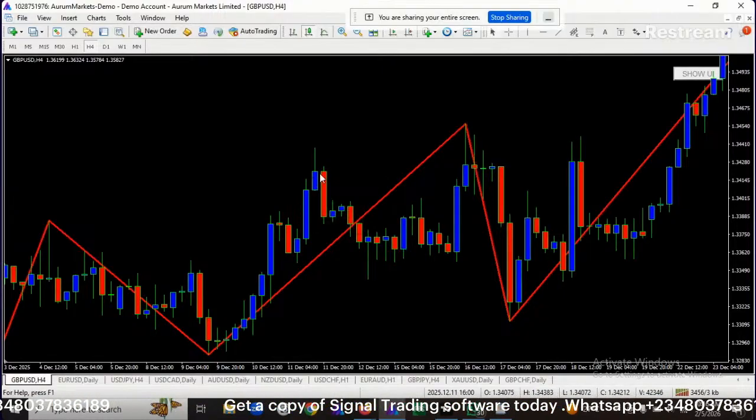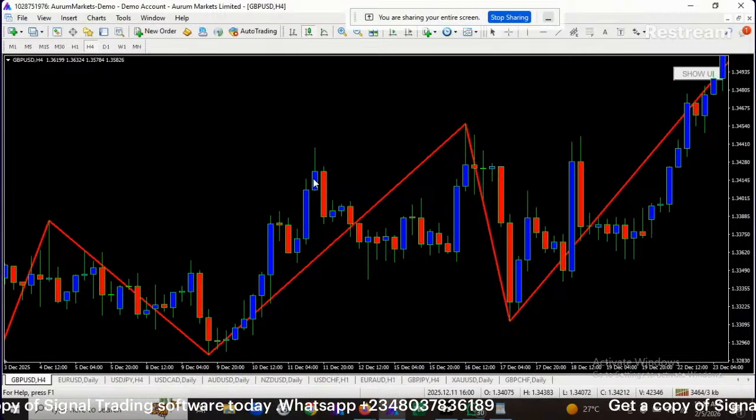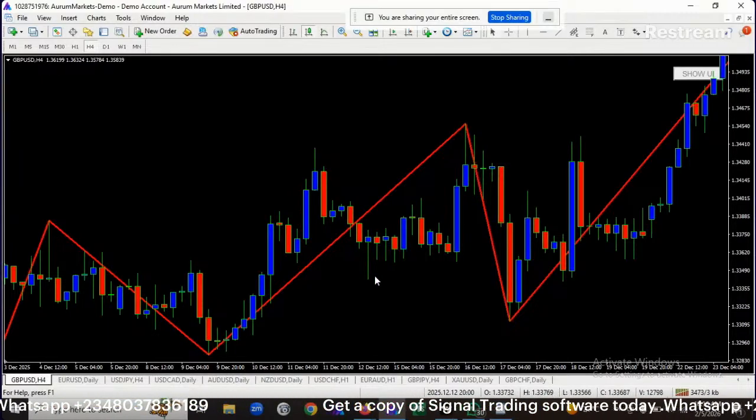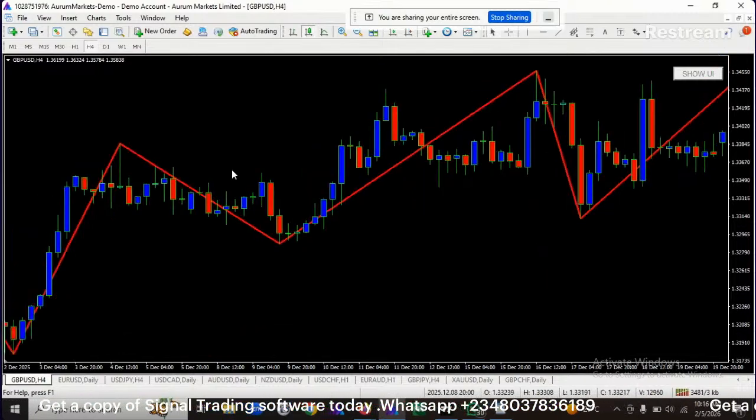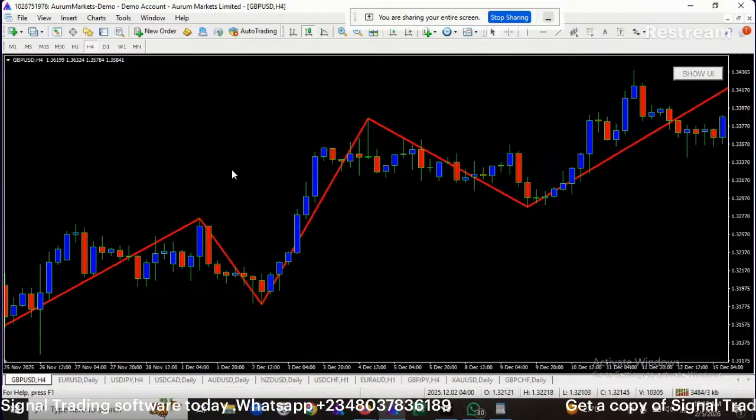We also had a shooting star here. The wick above this is 2 times the body. What happened after the formation of this shooting star? It sold. You can see that. One more example before we move to the next candlestick pattern.